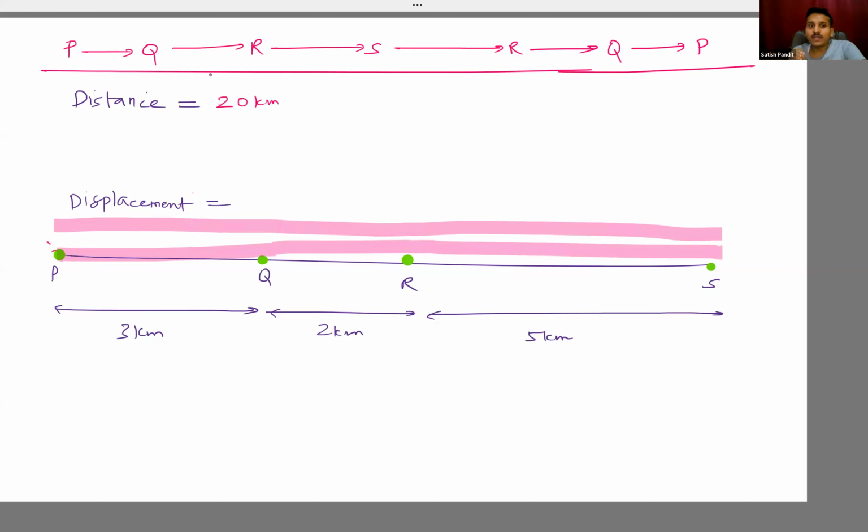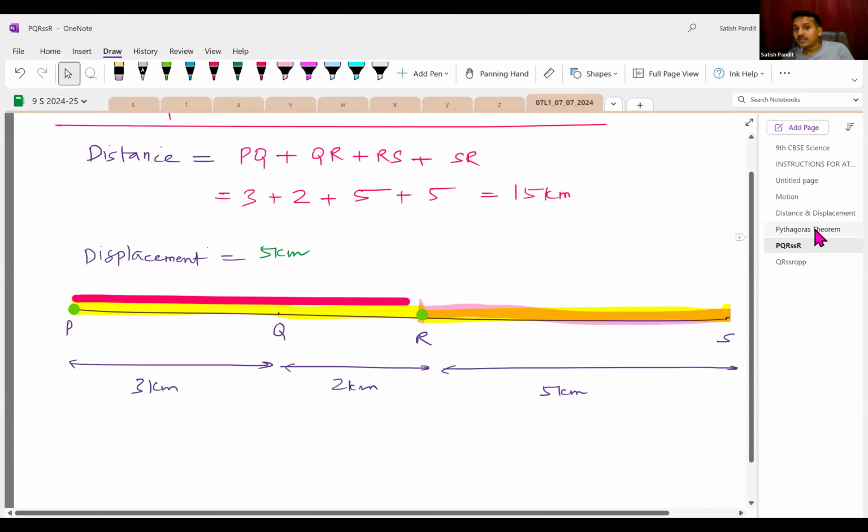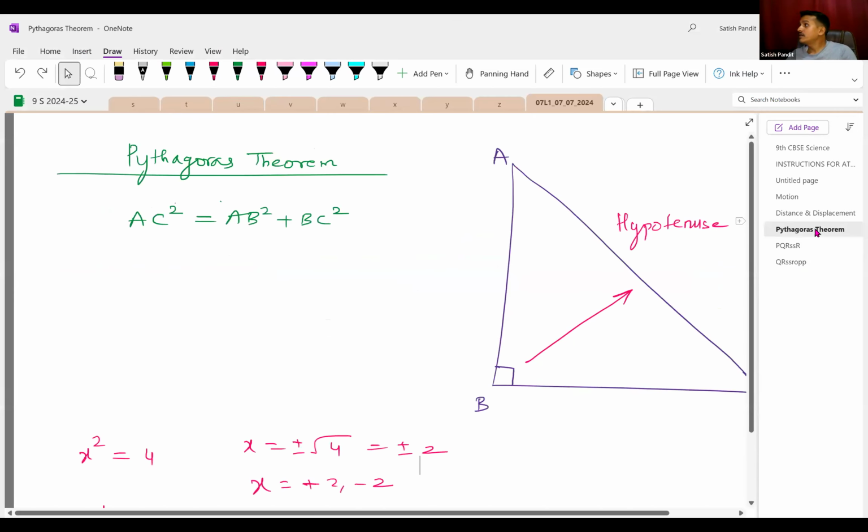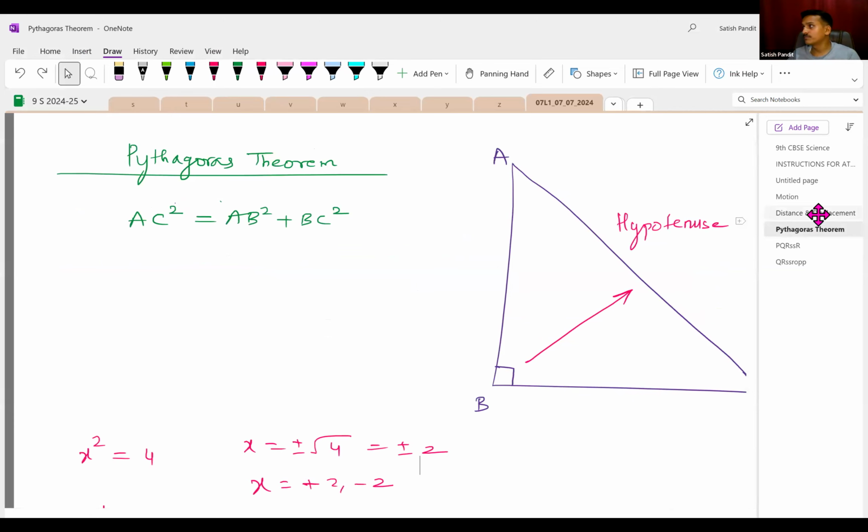And what is the meaning of displacement? Shortest distance between the initial point and the final point. Initially I'm starting from P and I'm coming back to P. That means there is no distance between the 2 points. I'm starting from P and coming back to P. So displacement is 0. So from here, we can conclude that displacement may be 0, but distance will never be 0 for any motion.